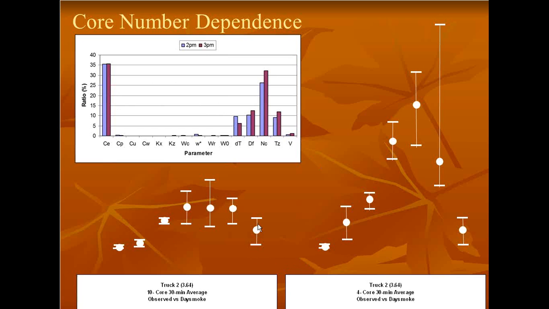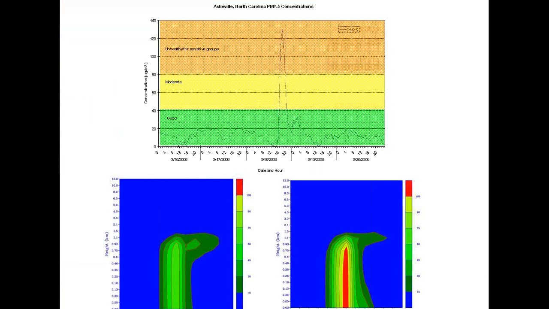Then if we run the model with different numbers of cores, the left one is for 10 cores and the right is 4 cores. With the increase of the core number, the plume rise is reduced dramatically. So this could impact CMAQ or other regional air quality model simulations of the air quality impact of smoke.